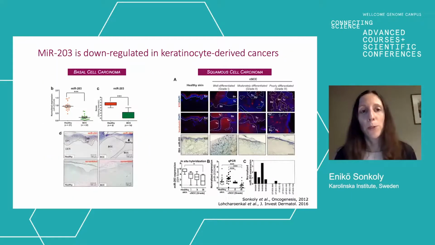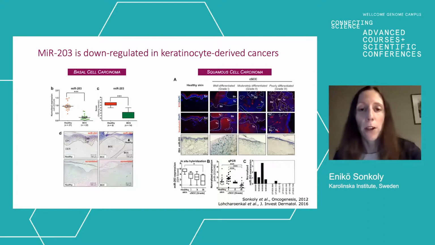So back to miR-203 again, because this is an interesting microRNA, and we have shown here so far that it is an important microRNA for regulating the balance between stemness and differentiation. And it is a very strong promoter of epithelial differentiation. So what happens then when this epidermal differentiation is disturbed, for example, in malignant skin diseases?